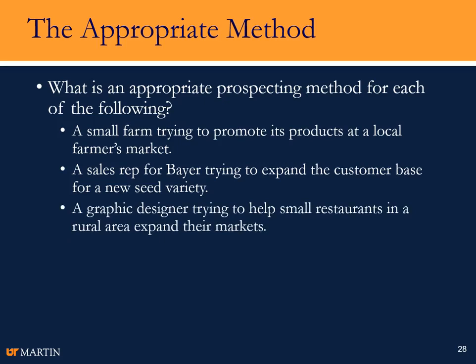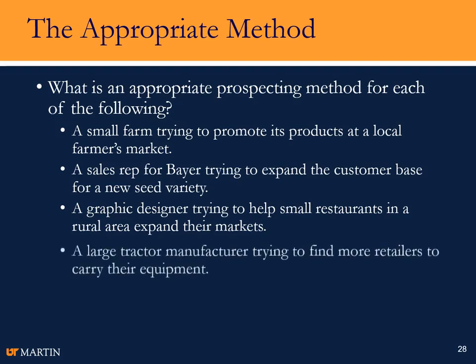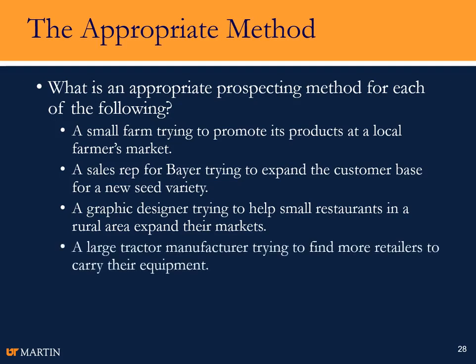If you're talking about a graphic designer who's trying to help small restaurants in a rural area expand their markets, obviously this is that customer to business model that we talked about before, and the best route to go here might be actually doing some cold canvassing and walking around to restaurants and trying to figure out if they're interested in buying the product. A large tractor manufacturer trying to find more retailers to carry their equipment, this is again going to be probably a cold calling type of situation where you reach out to those specific individuals who might be likely to carry your equipment. So reaching out to individual retailers in certain areas.